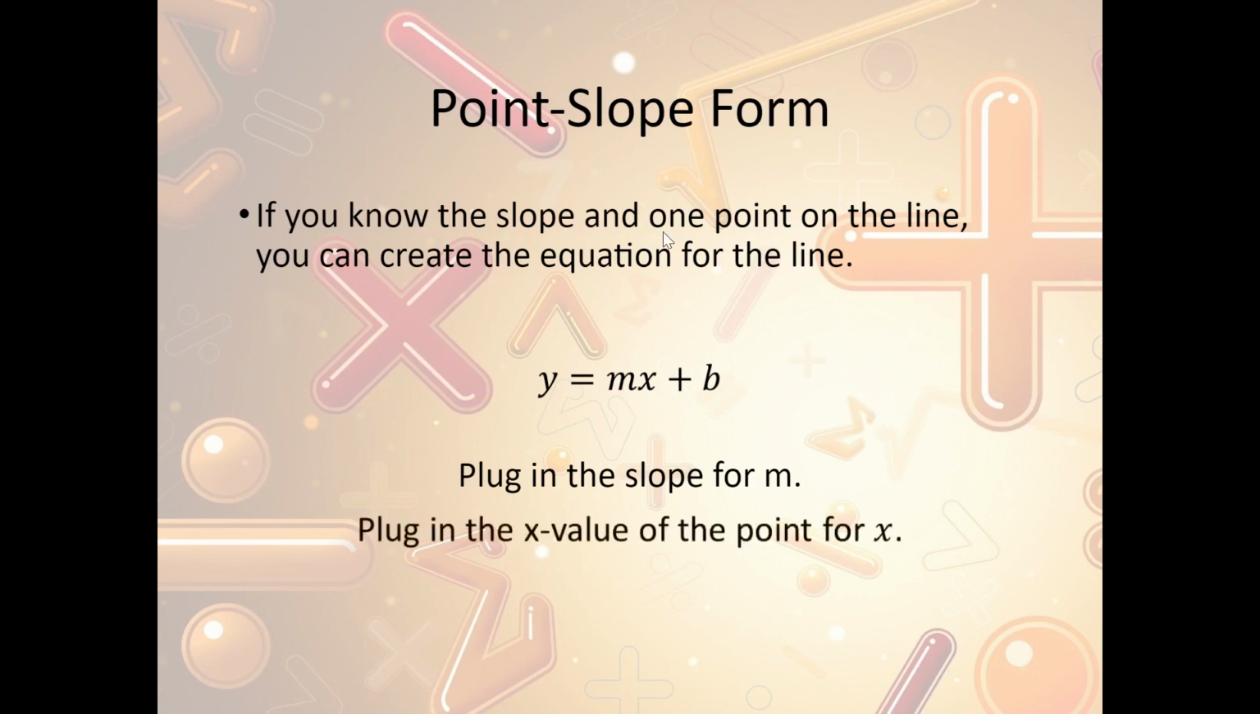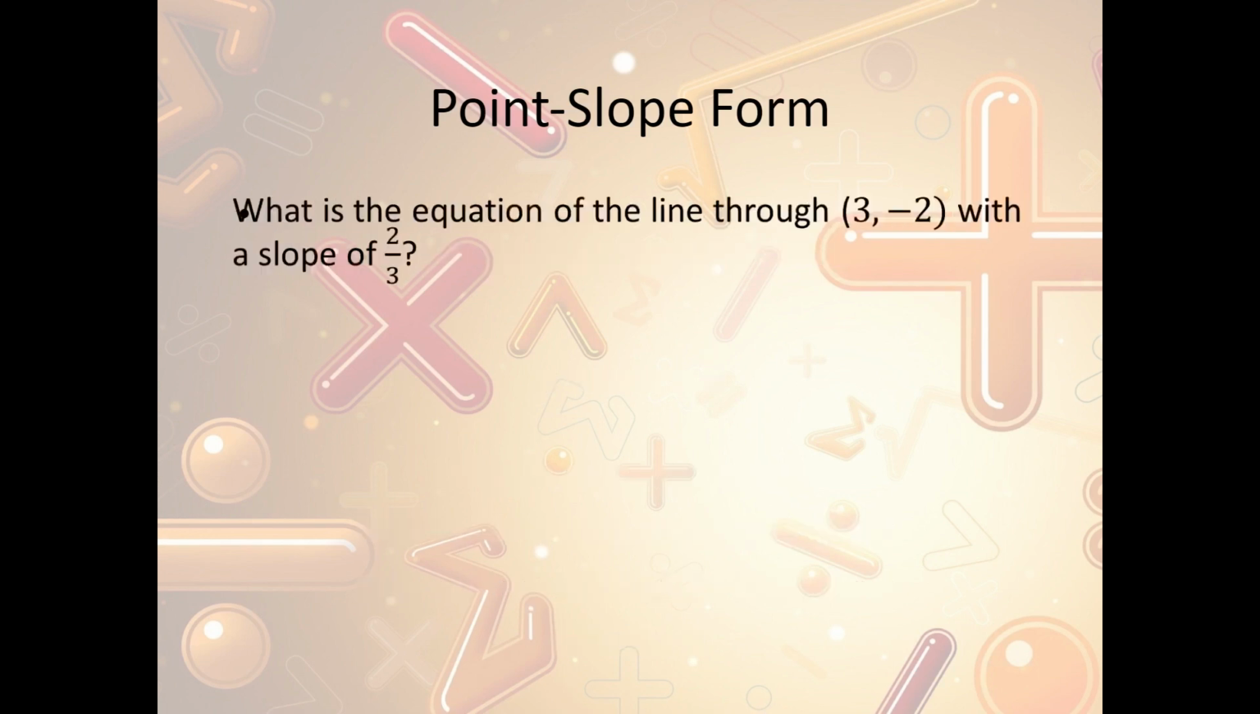We plug in the x value of the coordinate. So we're given some ordered pair, and we plug in the x part here, and we plug in the y coordinate here, and now we're left with only one variable, which is b, and we can then solve for b and get the y-intercept. So let's take a look at an example of this. What is the equation of the line through (3, -2) with a slope of 2/3?